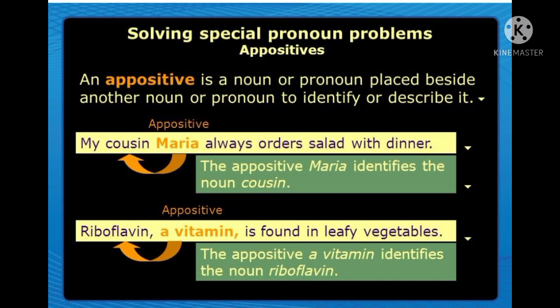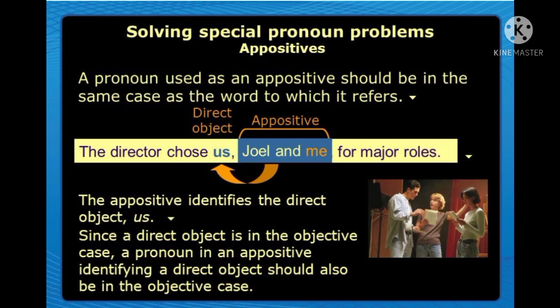the nominative case. An appositive is a noun or a pronoun placed beside another noun or pronoun to identify or describe it. Examples, my cousin Maria always orders salad with dinner. The appositive Maria identifies the noun cousin. Riboflavin, a vitamin, is found in the leafy vegetables. The appositive vitamin identifies the noun riboflavin.